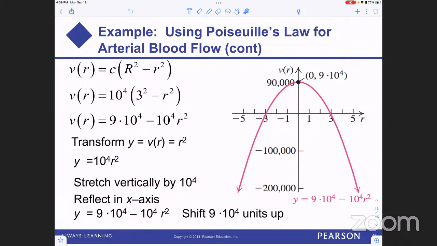So if the radius of the artery was 3 units, then the little r was the distance away from the center of the artery. So think about it. The further away you get from the center of the artery, the lower the blood flow. The closer to the center of the artery, the higher the blood flow. That makes sense, right? This result makes sense. Okay, but that was interesting, right?